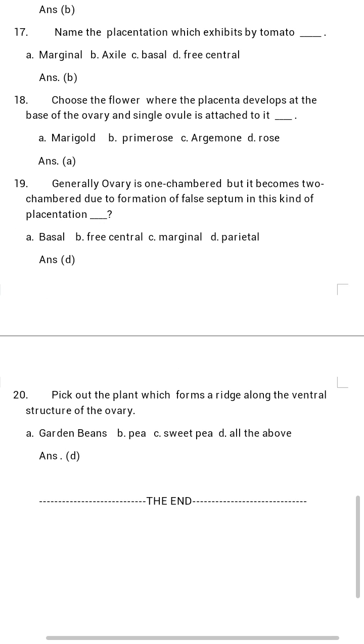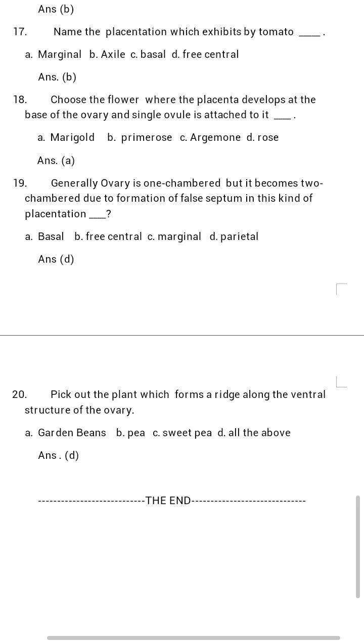Next, the 18th question. Choose the flower where the placenta develops at the base of the ovary and a single ovule is attached to it. This is a very important concept for theory exams and competitive examinations also. Now let us see the options. A. Marigold flower. B. Primrose. C. Argemone. D. Rose flower.